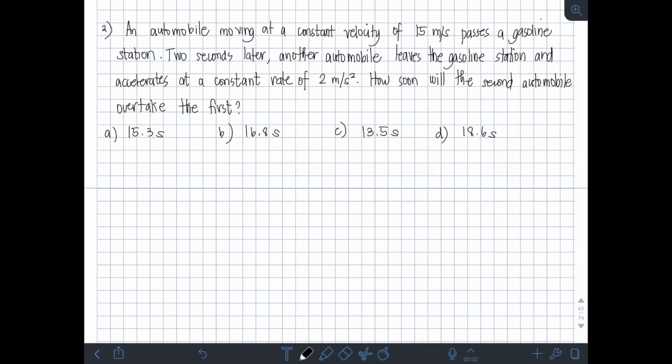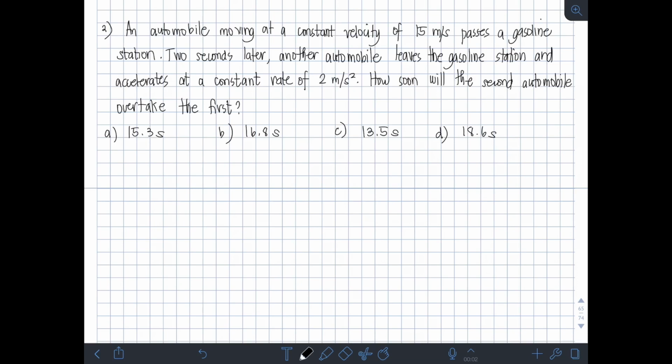Okay? Next, we have an automobile moving at a constant velocity of 15 meter per second passes a gasoline station. 2 seconds later, another automobile leaves the gasoline station and accelerates at a constant rate of 2 meter per second square. How soon will the second automobile overtake the first? Okay, so rectilinear motion. So, draw natin yung figure para ma-visualize natin.